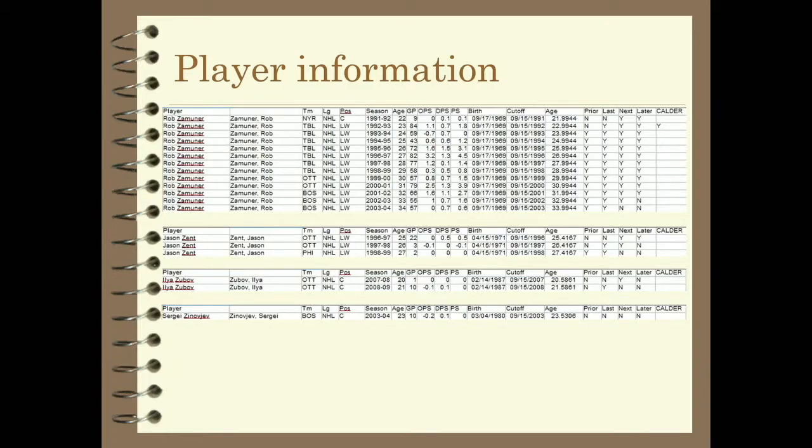then I have that. So this is Rob Zamner, who is a 1998 Olympian for Team Canada. He absolutely deserved to be there. If you disagree with that, you are wrong. Jason Zent played only parts of 3 seasons. You can see how that looks. He never had a Calder-eligible season. Ilya Zubov played 2. And then last year, this is Sergei Zinoviev.